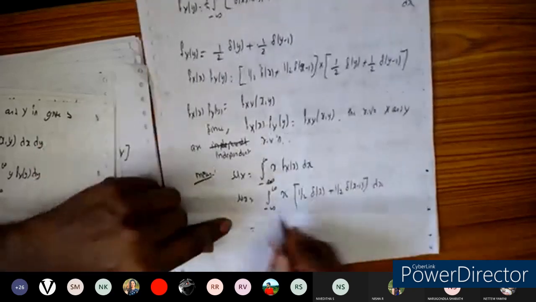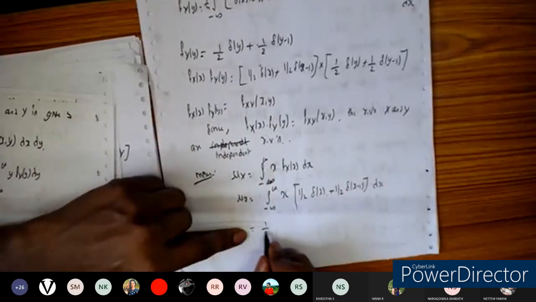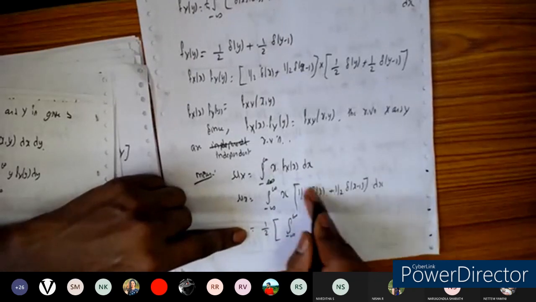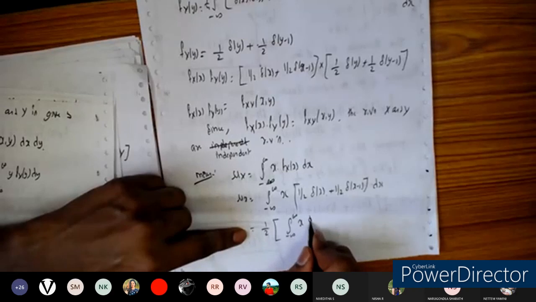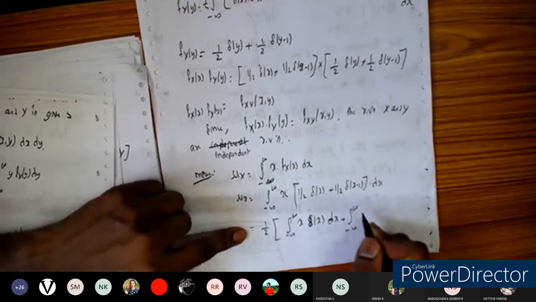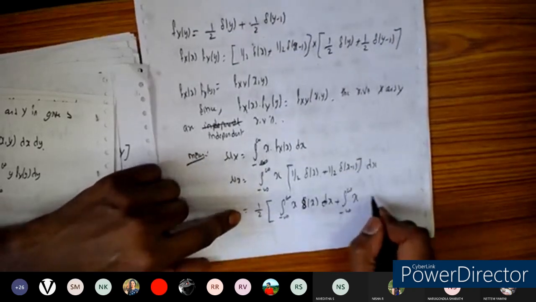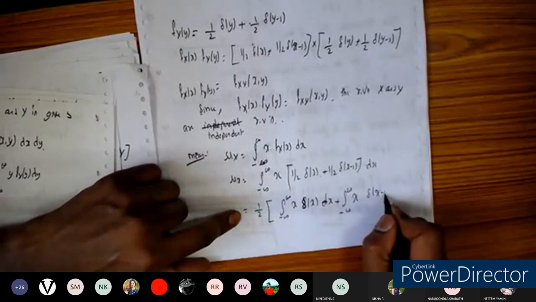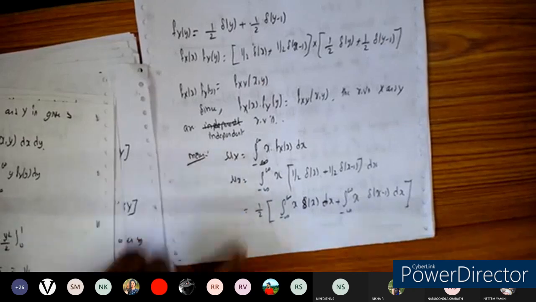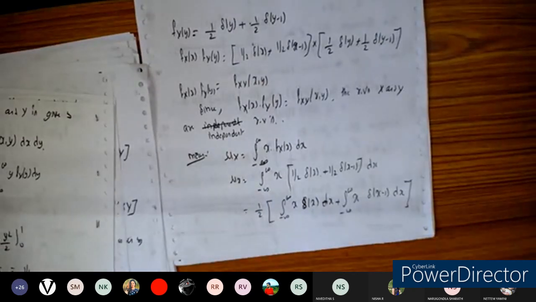I am going to split this. I'll take 1 by 2 outside. So it is the integral from minus infinity to plus infinity of x into delta of x into dx, plus the integral from minus infinity to plus infinity of x into delta of x minus 1 into dx here.